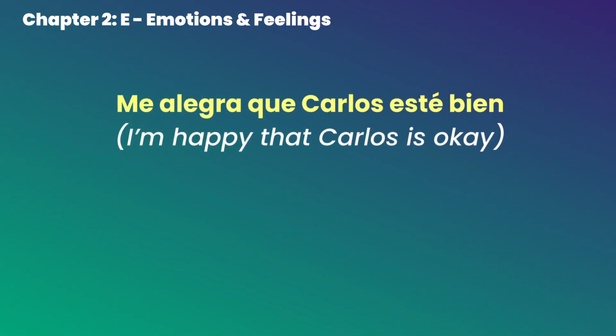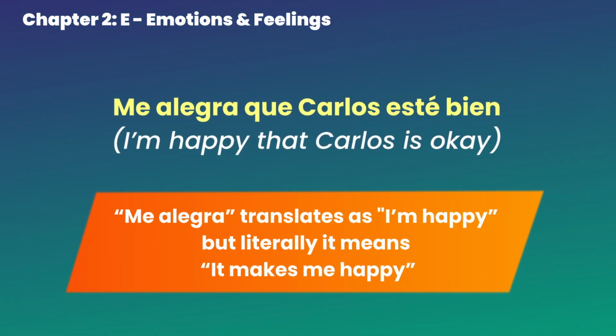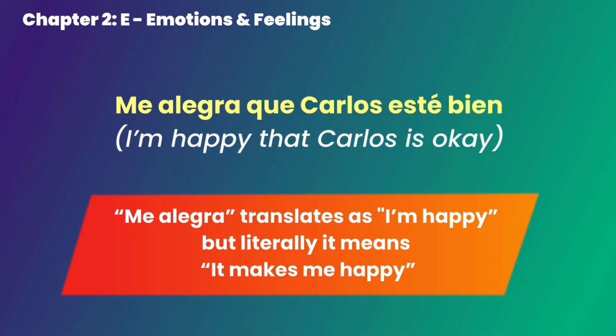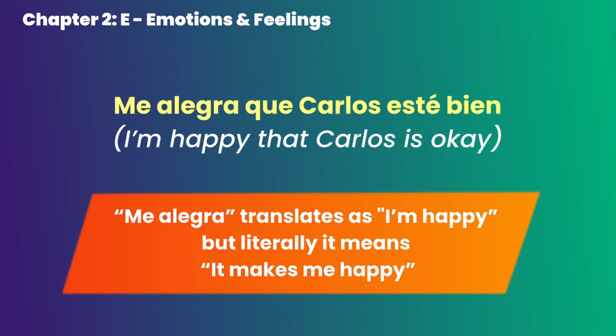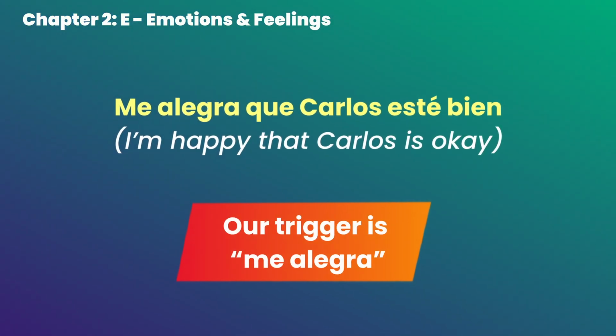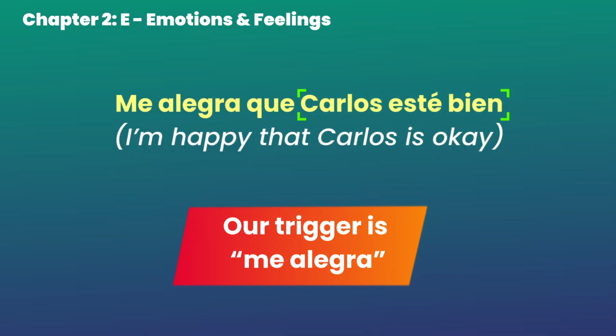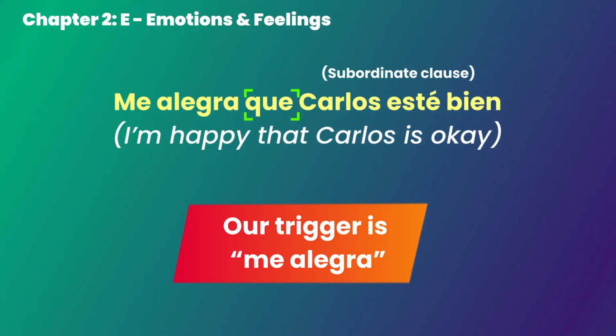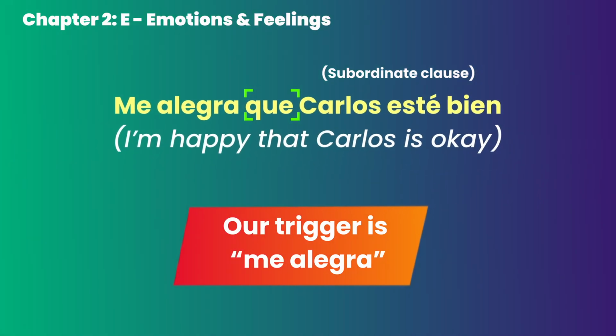Me alegra que Carlos esté bien. Me alegra translates as I'm happy, but literally it means it makes me happy. We are being happy about someone's actions. In this case, it's the fact that Carlos is okay. Just like before, our trigger is me alegra, and Carlos being okay is our subordinate clause, which comes after the conjunction que, as always. Nothing new when it comes to the subjunctive structure, just a different trigger.